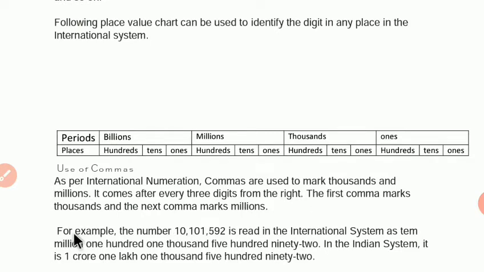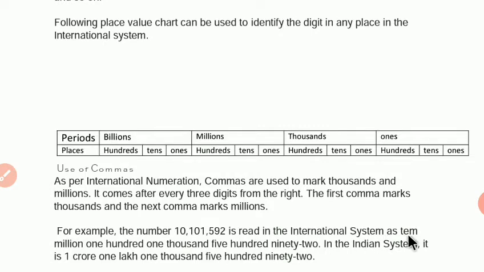Let us understand by one example. For example, the number 10101592. Here we have to use commas. So we know that after every three digits from the right we place the comma. From the right, 1 2 3, then comma, again we count three digits, 1 2 3, then comma, and 1 2. So that is the international system.